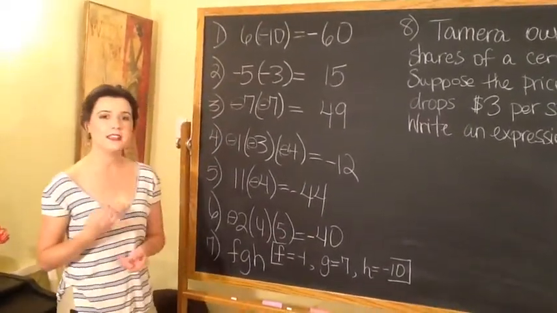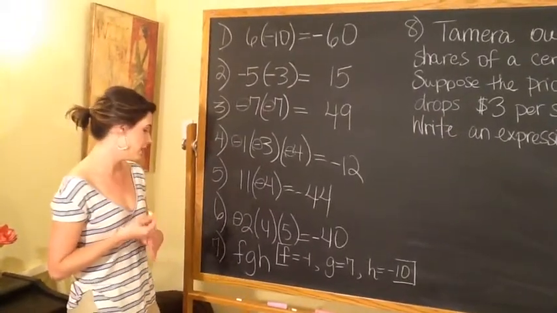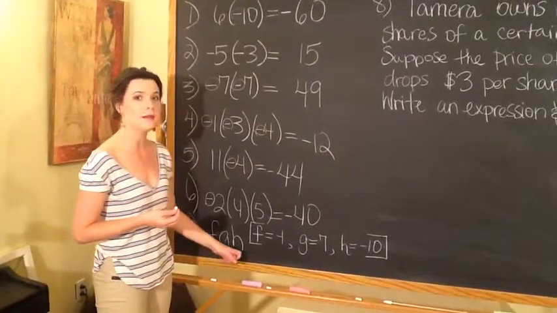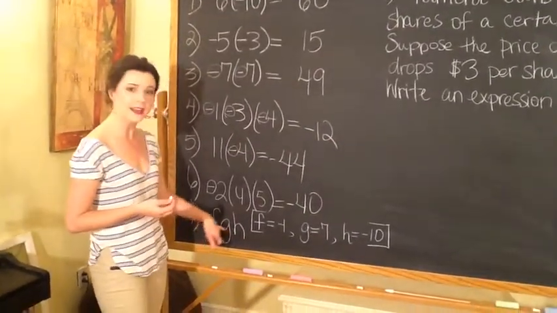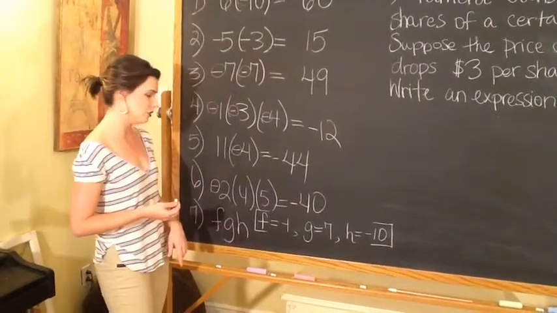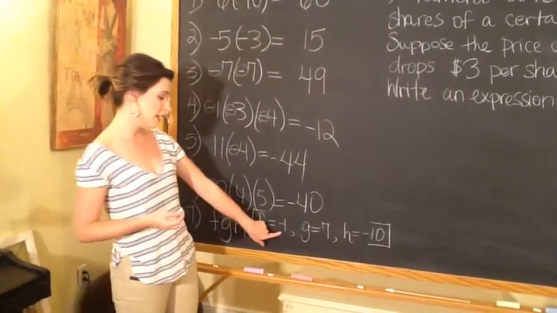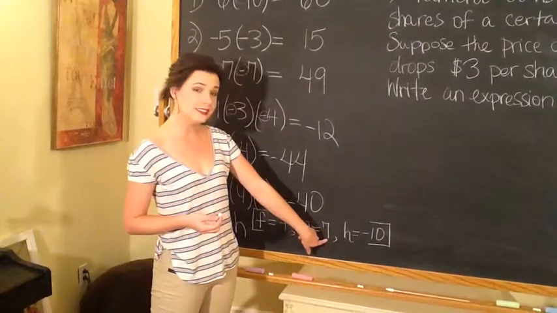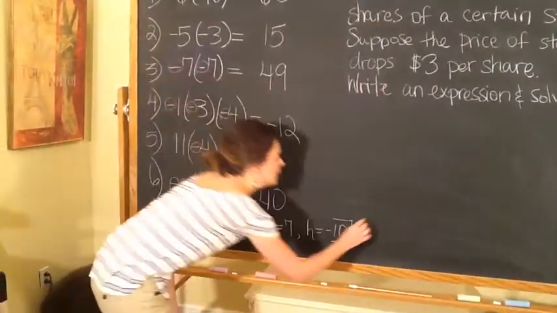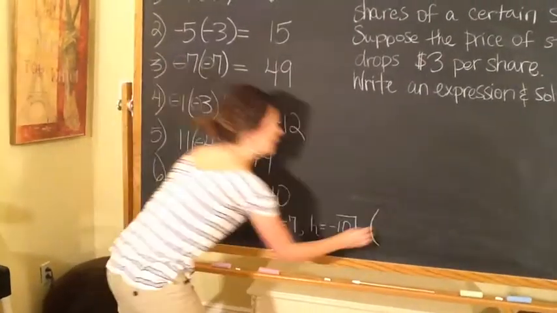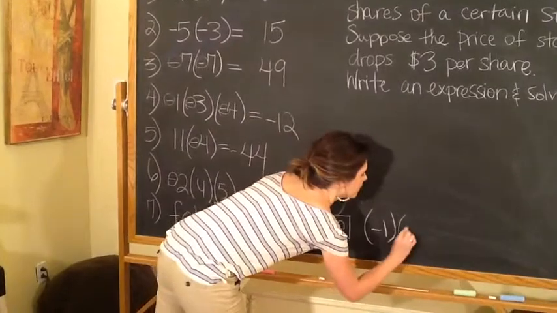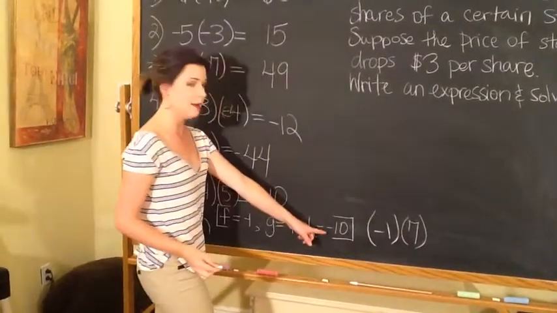Alright, let's go ahead and do an example with variables. So it says FGH, which means F times G times H. So remember, when variables are right next to each other, it means multiplying. So F times G times H. If F is equal to negative 1, G is equal to 7, and H is equal to negative 10. So let's go ahead and write it out. So we have negative 1 times 7 times negative 10.